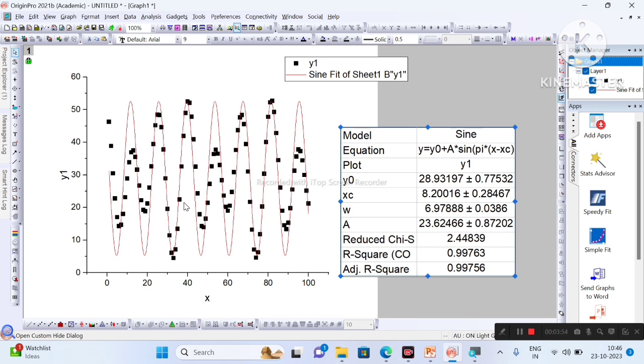If you want to know the accuracy of the fitting, you have to see this R square value. This is near to 1, which means all the experimental data points are covered. Now you can use this equation for your further analysis. Thank you.